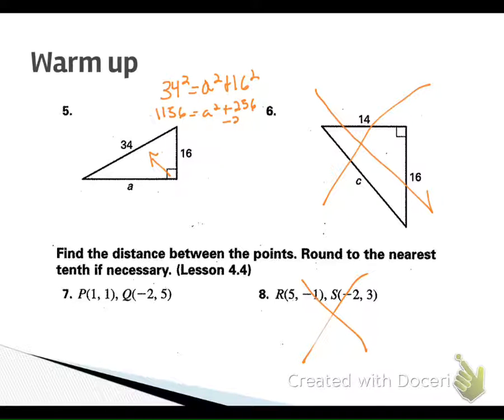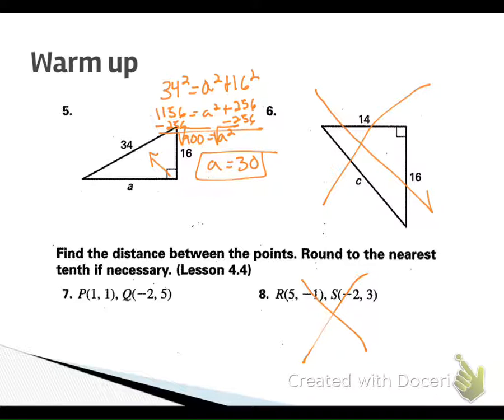Okay, we're going to subtract over that 256 to get a by itself. What does it give you? 900? So 900 equals a squared. Next step up is we're going to square root. What's the square root of 900? 30. Nice job.